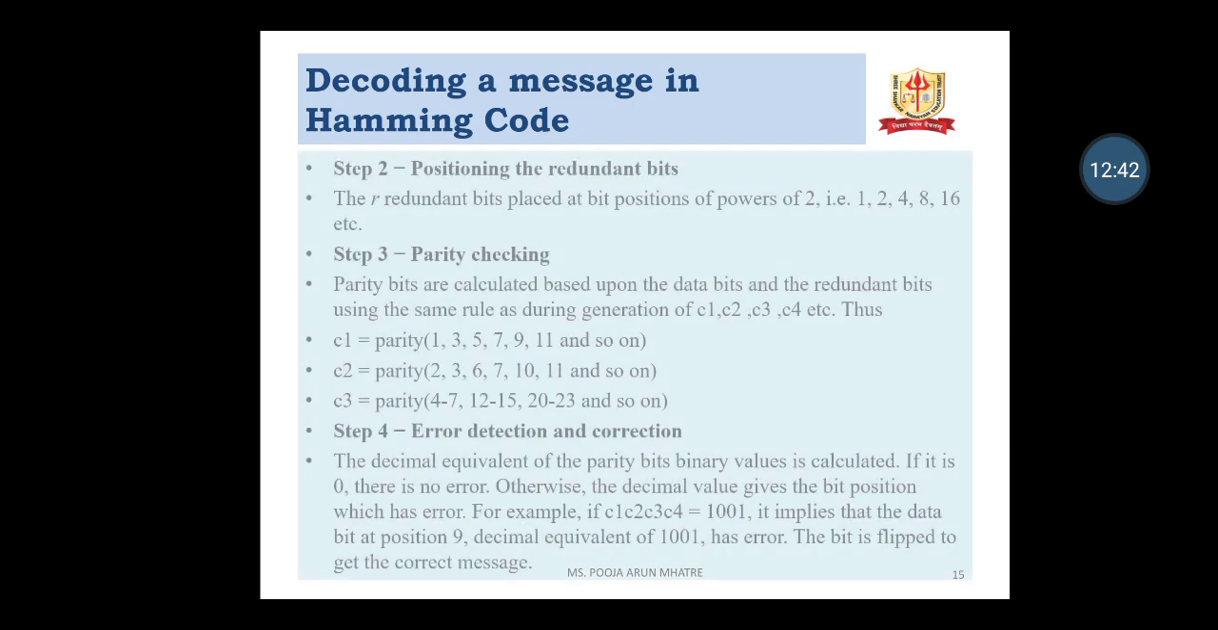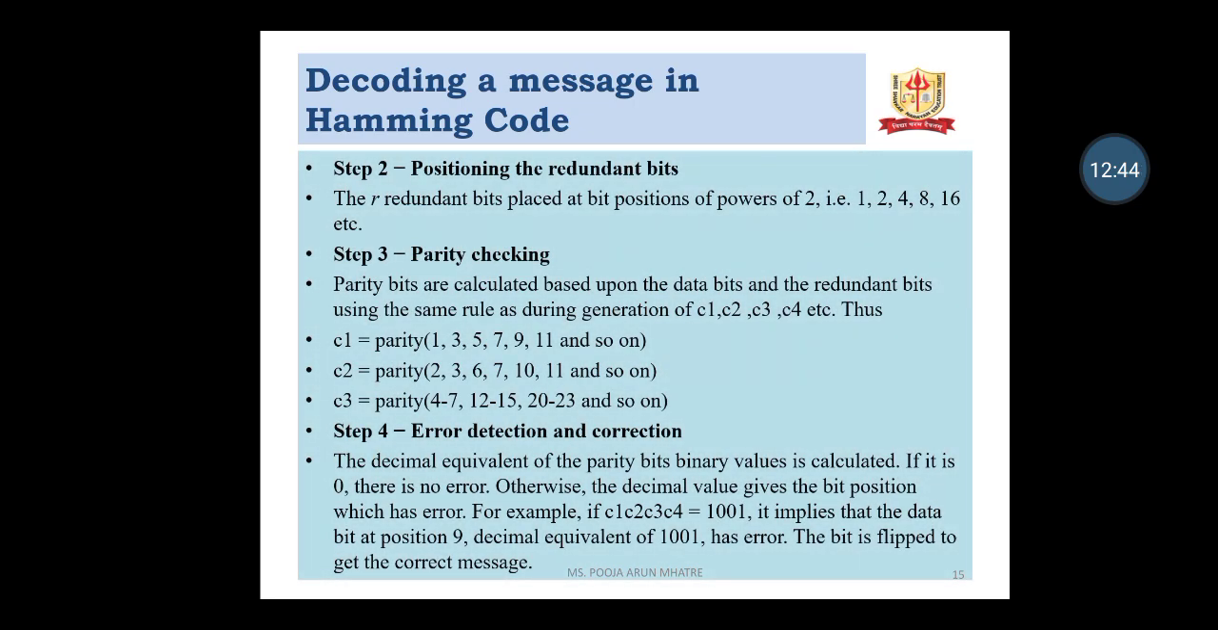Decoding a message in Hamming code. Step 2, positioning the redundant bits. The r redundant bits are placed at bit positions that are powers of 2, that is 1, 2, 4, 8, 16, etc. Step 3, parity checking.